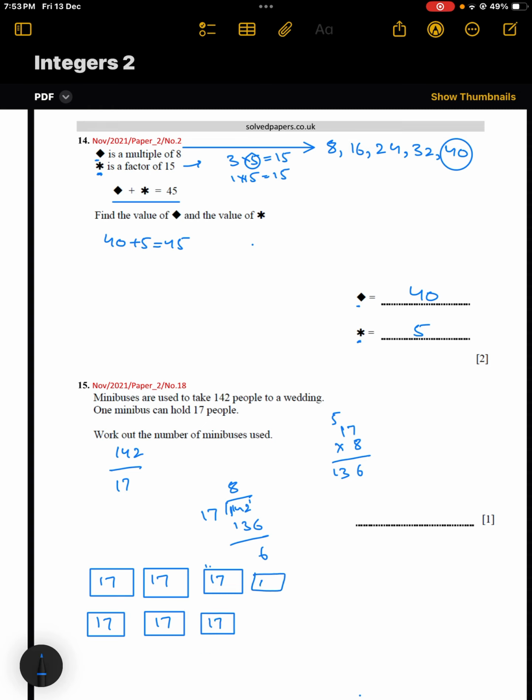In each minibus there will be 17 people, but the remaining 6 will be left. So for these remaining 6 we will arrange a 9th bus, and in the 9th minibus there will be only 6 people. So work out the number of minibuses used. So we will use 9 buses.